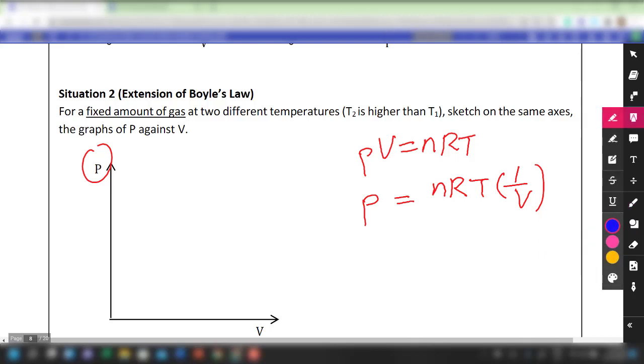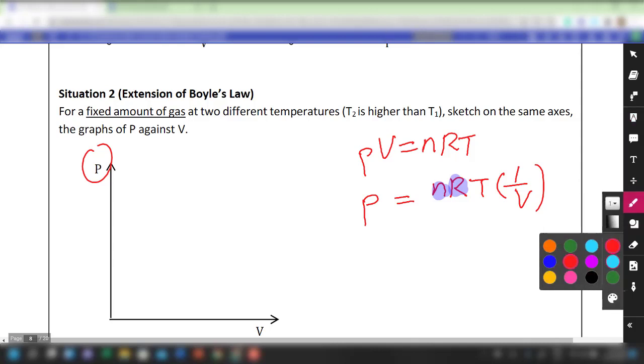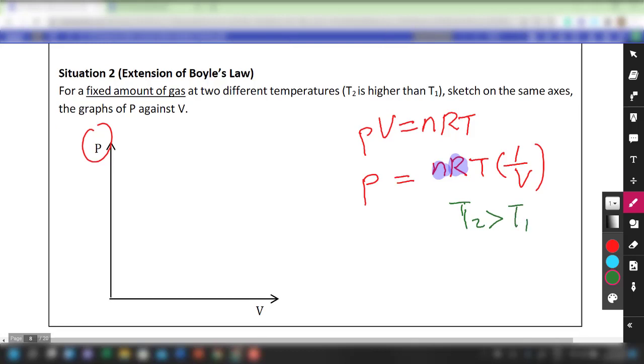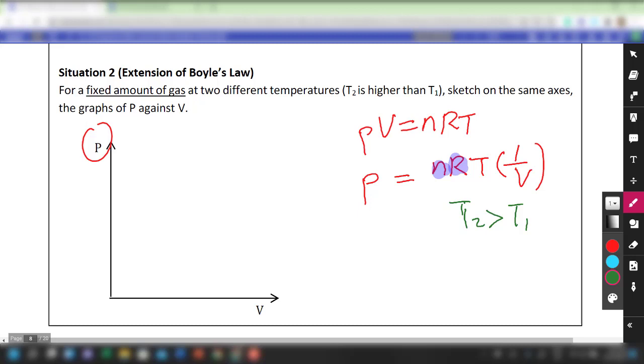Again, we'll just highlight the terms which are constant. n is a constant, R is a constant, T over here, I think we need to be explicit: T2 is greater than T1. Numerically, thermodynamic temperature T2 is bigger than T1. You know that for Boyle's law, the graph is a curve, because as volume tends to infinity, pressure tends to 0. As volume tends to 0, pressure tends to infinity. So we get a graph that is shaped like this.